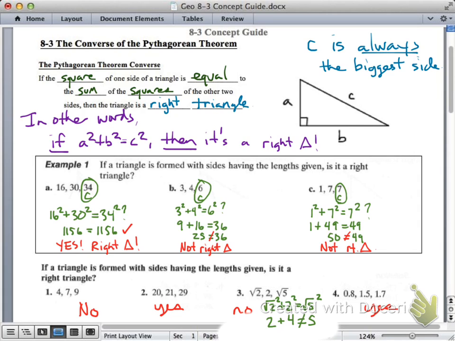The square root of 5 is bigger than 2 and the square root of 2. So the way this works is you go the square root of 2 squared plus 2 squared. Does it equal the square root of 5 squared? What you need to remember here is that the square root of 2 squared is the square root of 2 times the square root of 2, which we've learned is equal to 2. The square root of 5 times the square root of 5, that's the square root of 5 squared, is equal to 5. So does 2 plus 4 equal 5? Well, of course not.